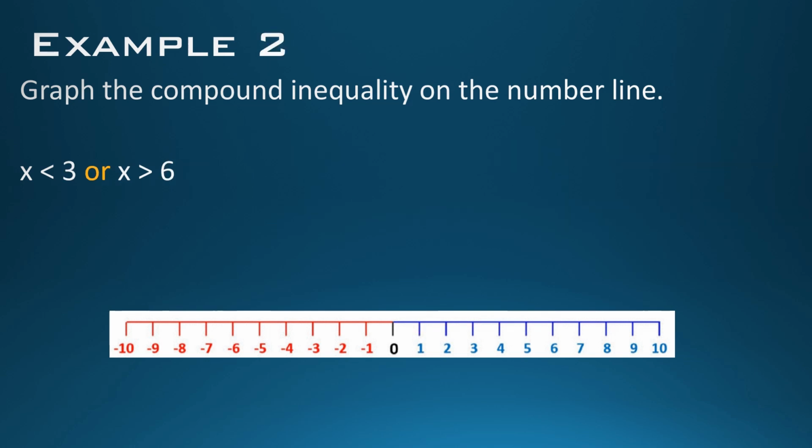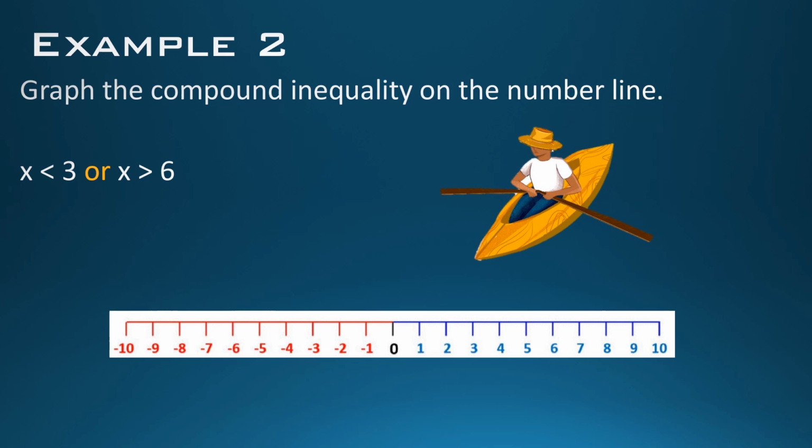Now for example 2, this is an OR. Graph the compound inequality on the number line. We have x is less than 3 or x is greater than 6. Now in this case we have that OR. So kind of like the oars on a boat, these arrows are going to go opposite ends of the number line. I'll show you what I mean.